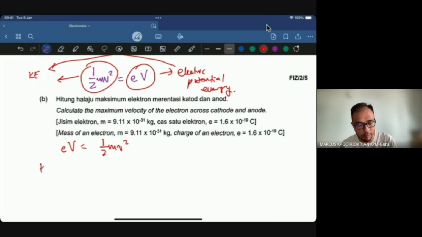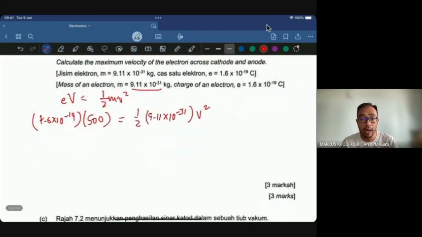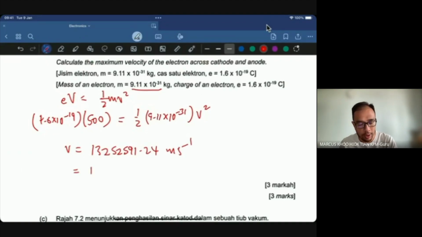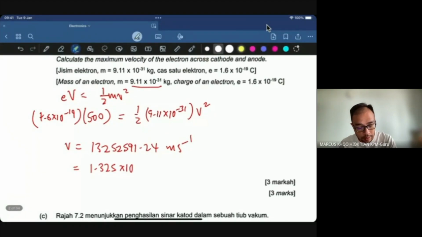So let's put all this in. The charge of an electron is 1.6 times 10 to the power negative 19. V is given as 500 volts, already given just now, equals half. The mass of an electron is 9.11 times 10 to the power negative 31 times v squared. Don't forget to square root, and you will get the answer v equals 1325259.24 meters per second. Sure, you can write it as 1.325 times 10 to the power of 7 meters per second.